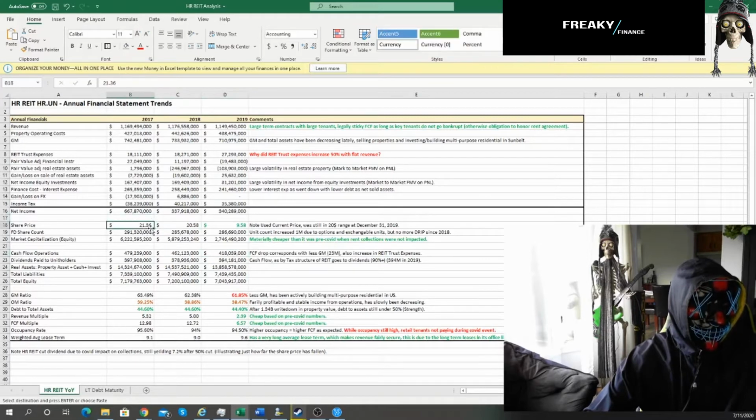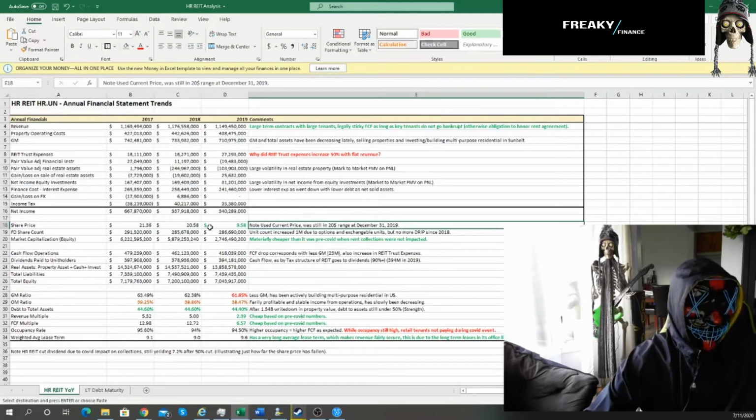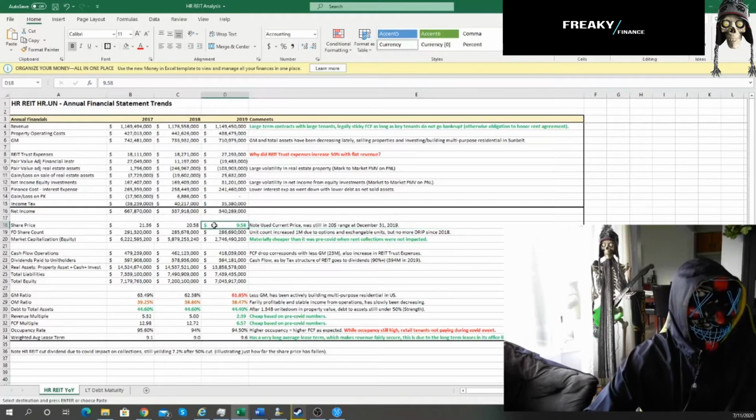And you can see the share price is a little bit down, reflecting that over time, 21 in 2017, 20.5 at the end of 2018. And this is today's price, or Friday's close price. So $9.58. So you can see it's fallen from over 20 down to 10.